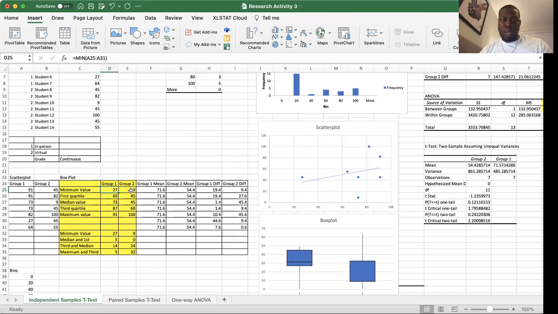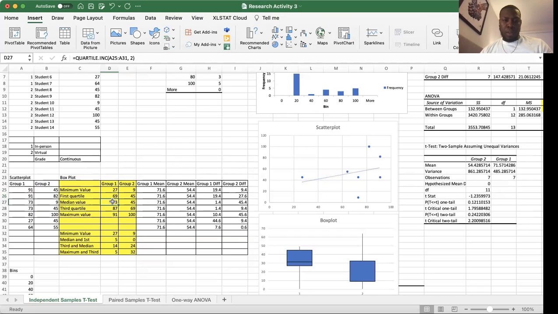And I pretty much did the same thing for group two. Now for the first quartile, I used another formula. And once again, it took my information from cell A25 to A31. And as you see up at the top, it used that information, but it also used a one because it's the first quartile. Once I calculated that, it gave me 69, and I did the same thing for group two.